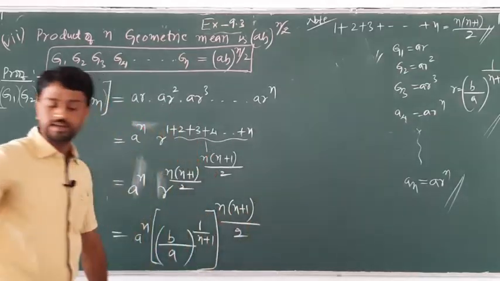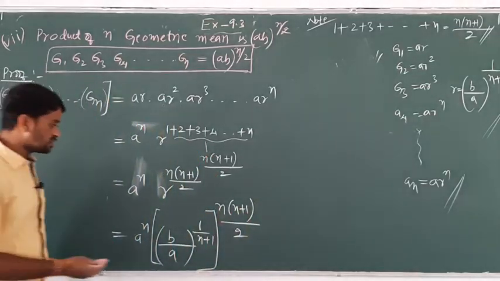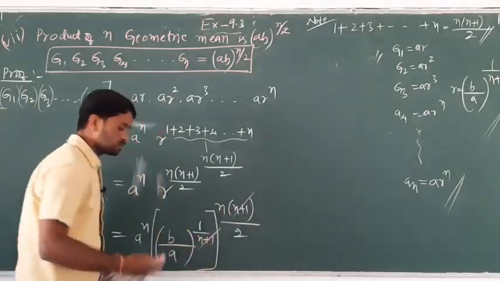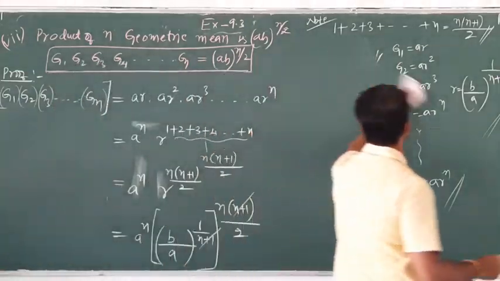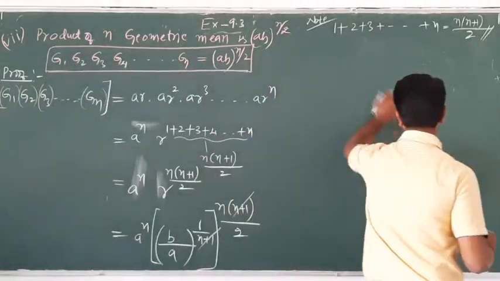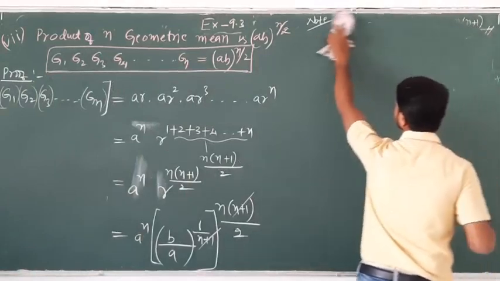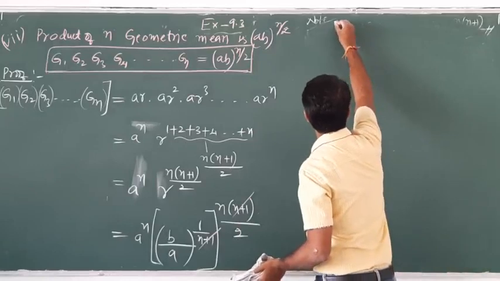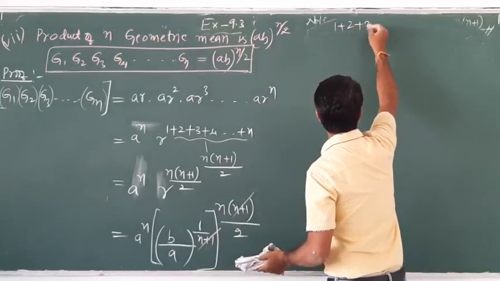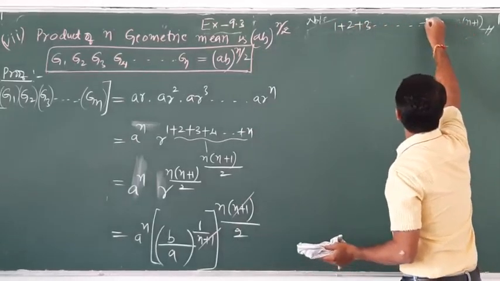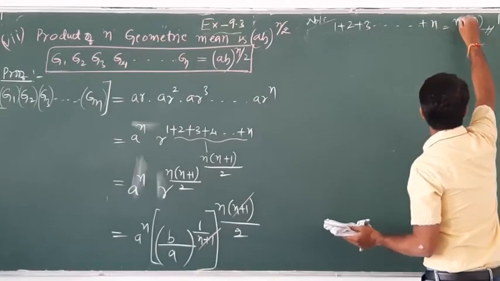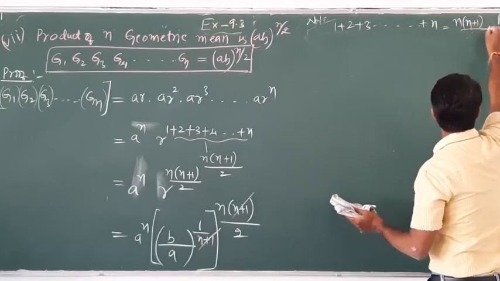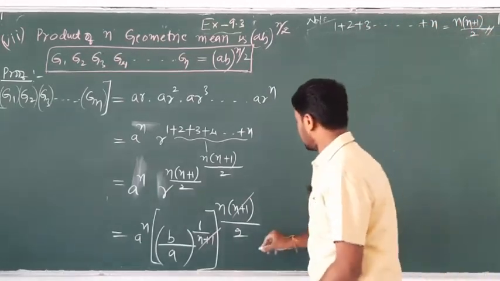Listen carefully. What gets cancelled? n plus 1 and n plus 1 get cancelled. Yes. What is the next step? Tell me, anybody? Yes, you write first 1 plus 2 plus 3 up to so on plus n is equal to n into n plus 1 divided by 2, the sum of the first n natural numbers. Okay, next one.